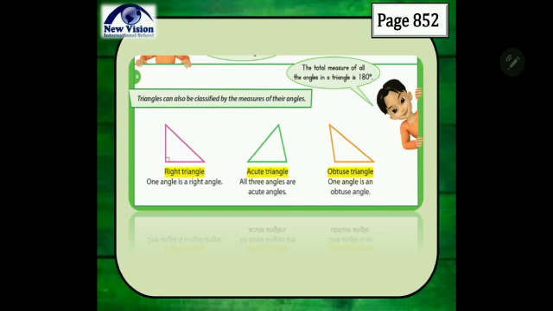Next, triangles can also be classified by the measures of their angles. The total measure of all angles in a triangle is 180 degrees. So first, we have the right triangle. One angle is a right angle. The second one, we have acute triangle. All 3 angles are acute angles. And obtuse triangle, one angle is an obtuse angle.